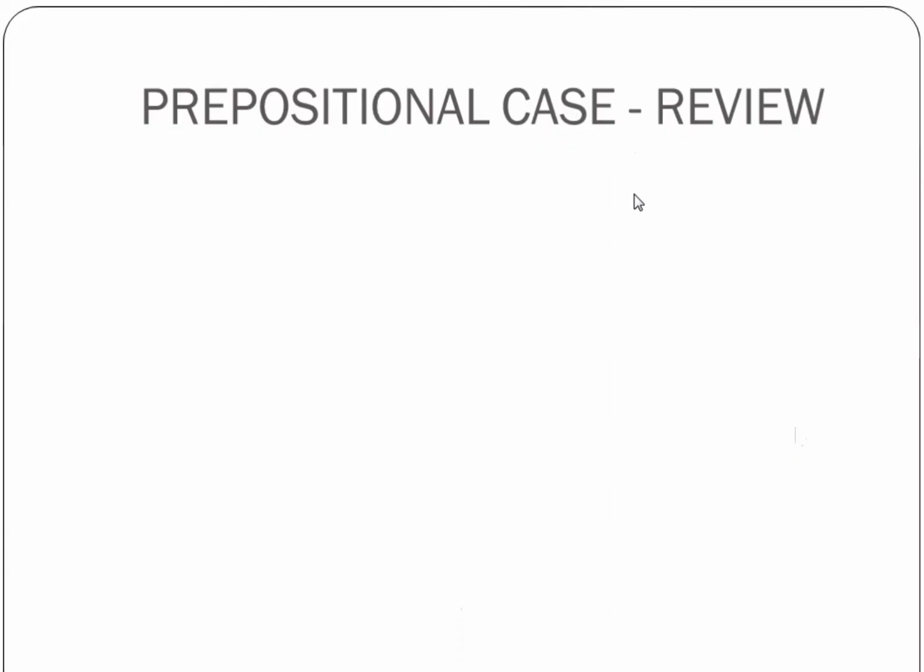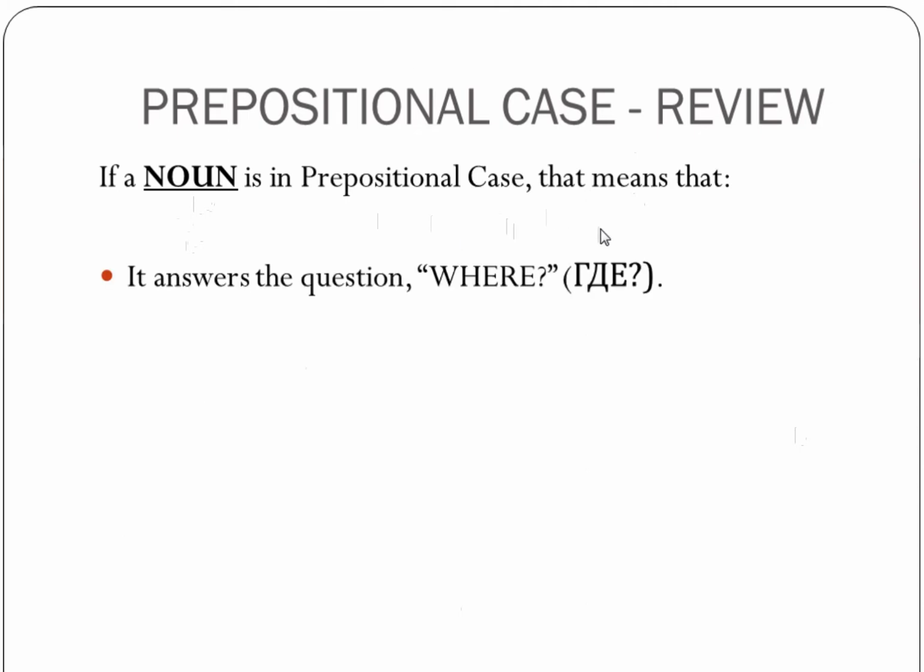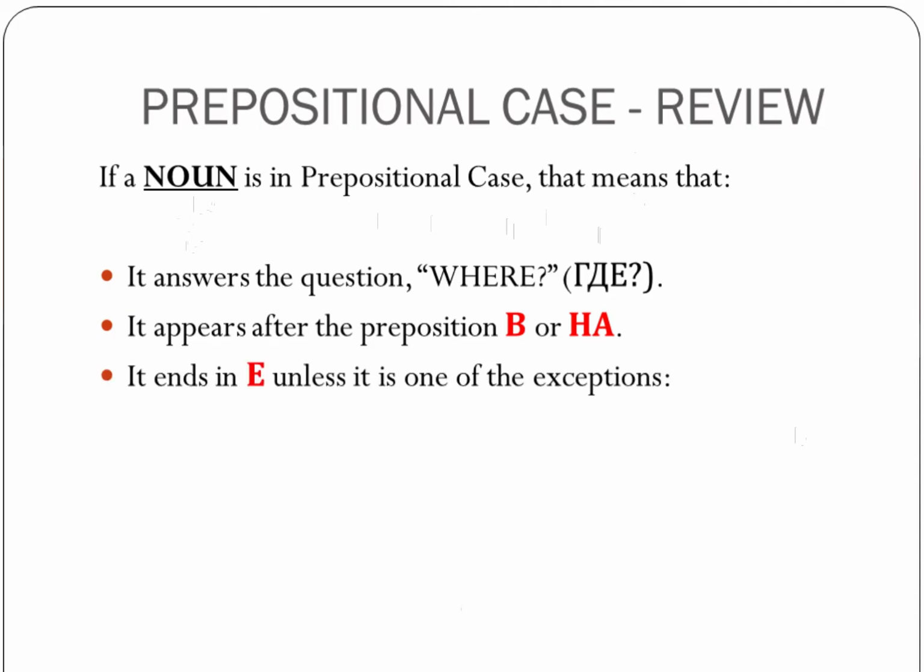First, let's review what we already know, and please notice how I underlined and put in bold the word noun. What you know applies to nouns. If a noun is in the prepositional case, that means that it answers the question где, where. It appears after the preposition в or на, and it ends in е, unless it's one of the exceptions.